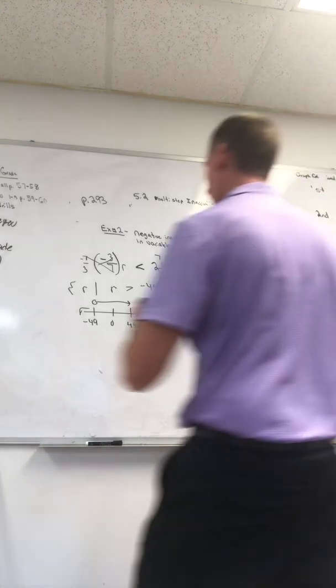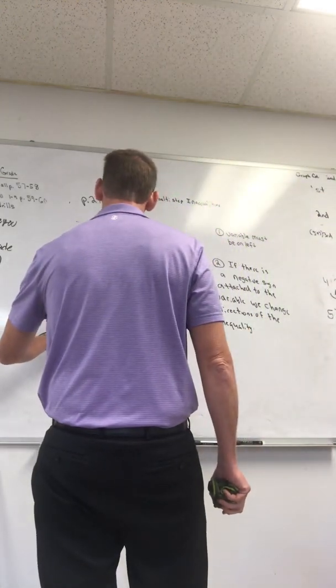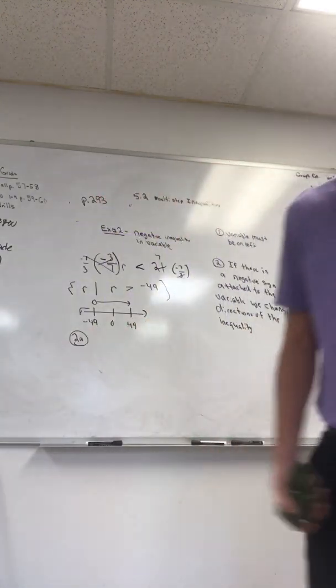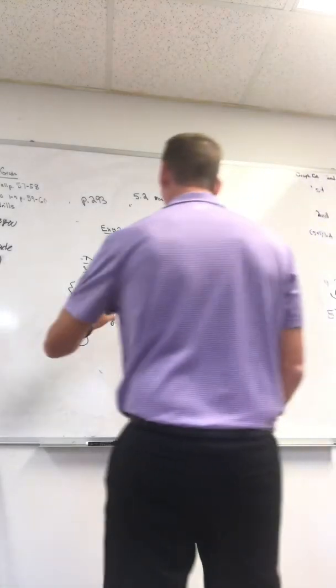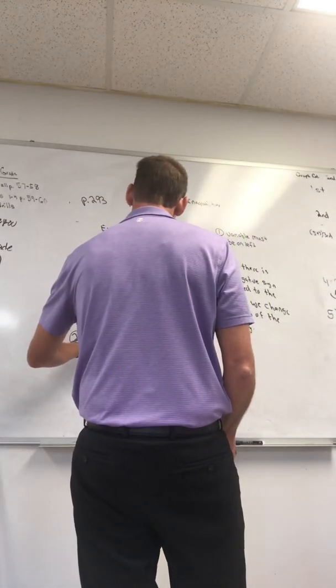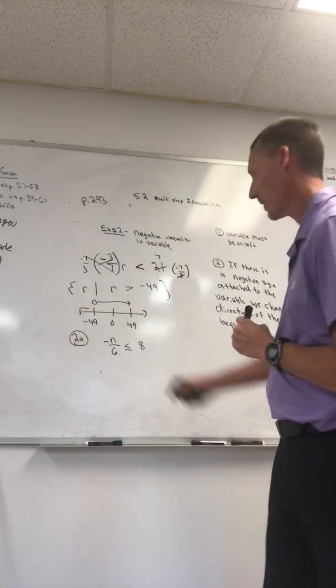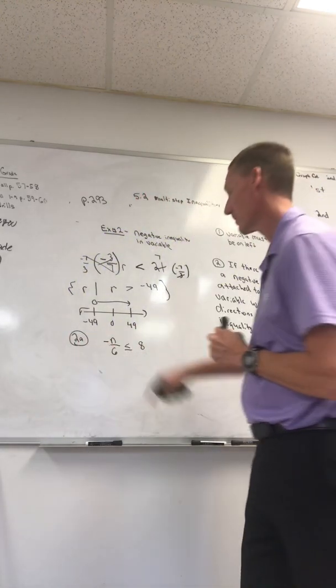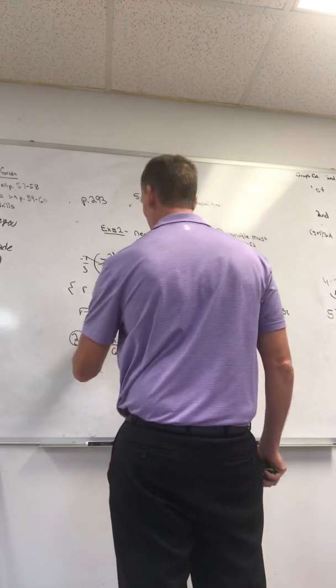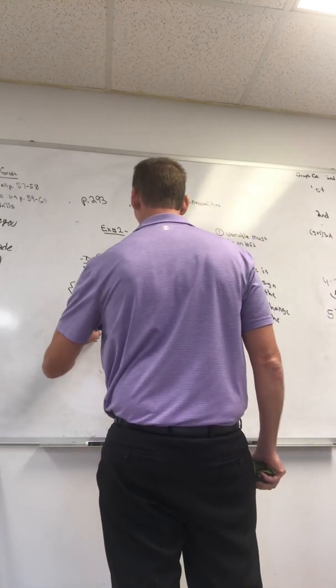Let's try 2 more. Try 2a. We'll have negative n over 6 is less than or equal to 8. Okay? There is a negative attached to the letter. The letter's on the left, but I'm still going to have to flip it.